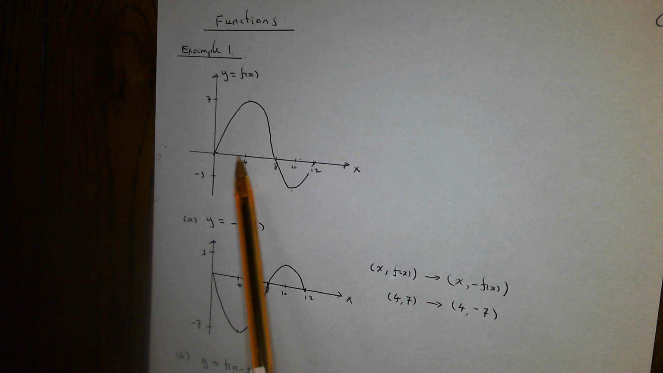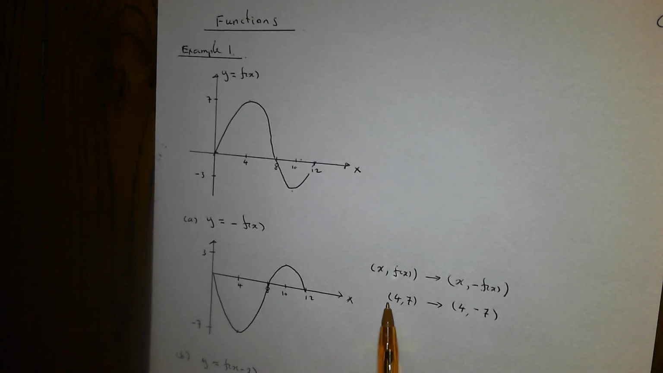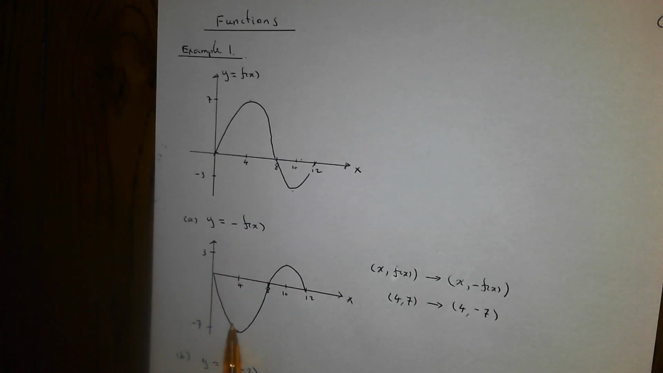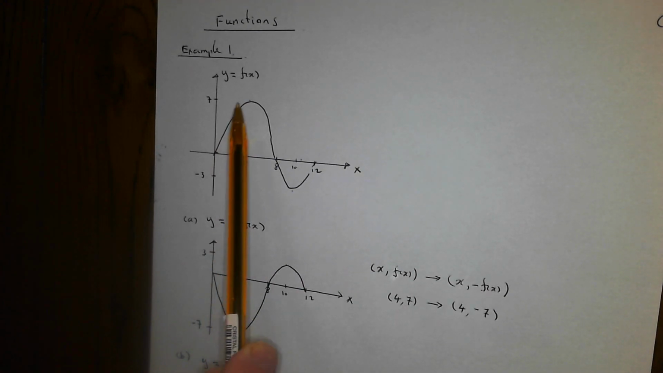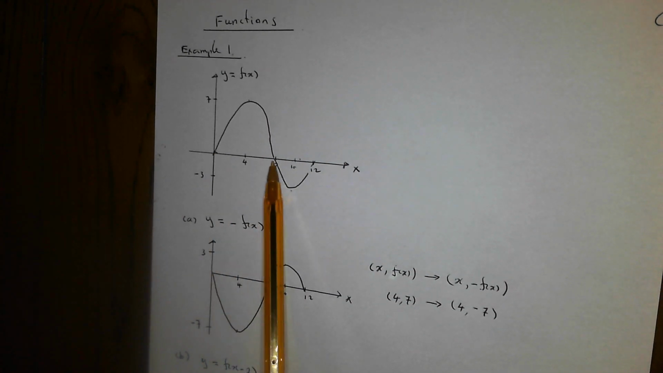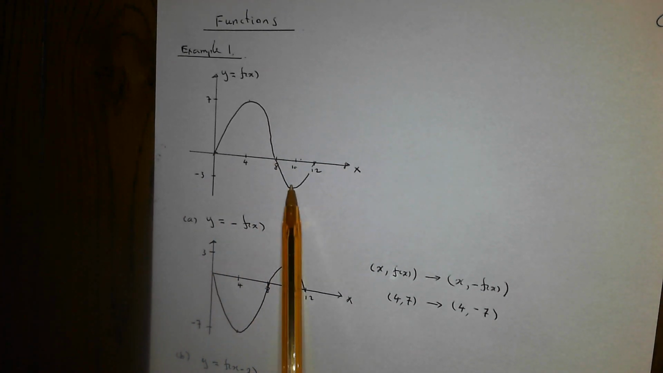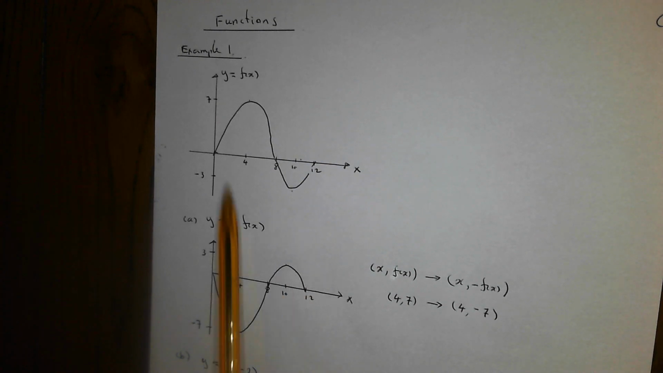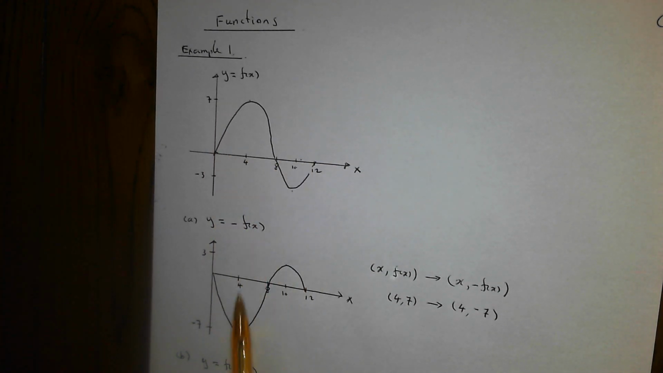So for example, the point (4, 7) becomes (4, minus 7), so you're reflecting over the x-axis, and you can do that for all the points. Even (0, 0) stays as (0, 0), (8, 0) is (8, 0), (10, minus 2) becomes (10, plus 2), (12, 0) stays as (12, 0). So you simply flip it like so.